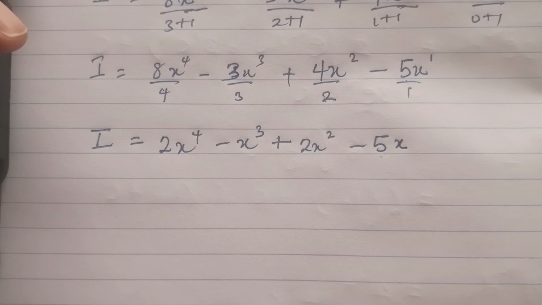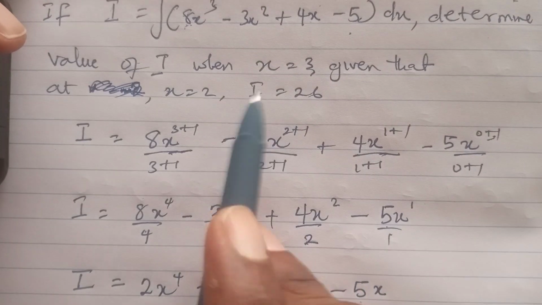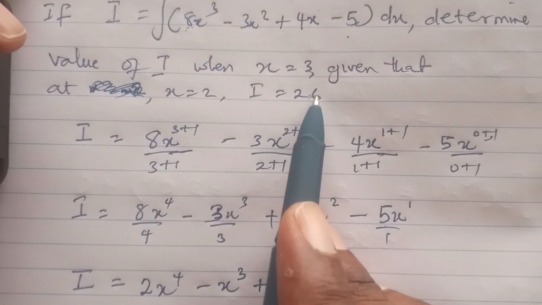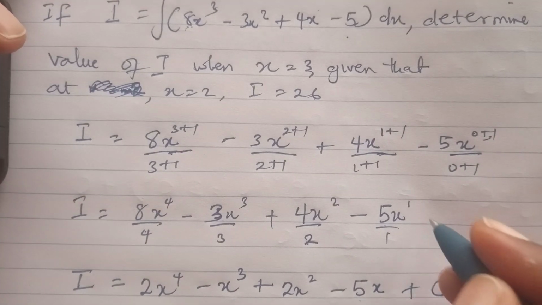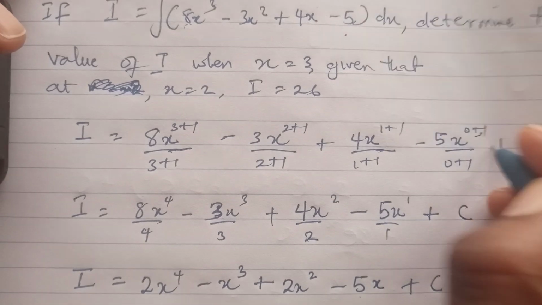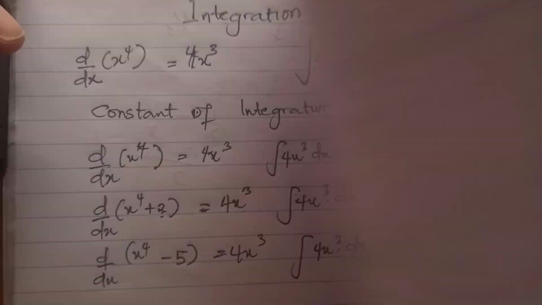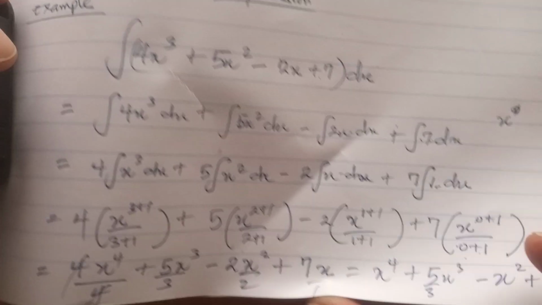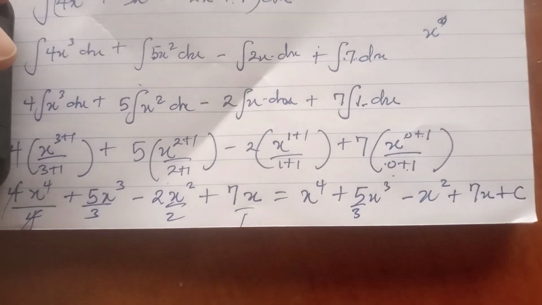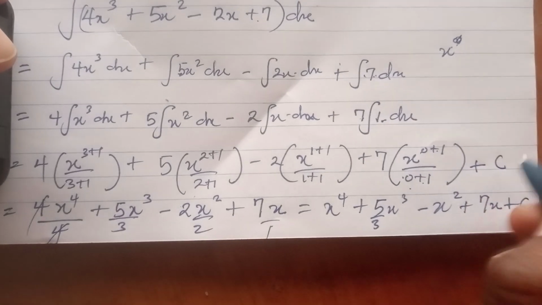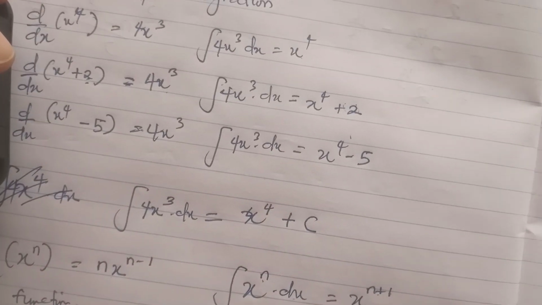Now, don't forget in the question that x is 2 when I is 26. Sorry, plus c, plus a constant c. Sorry, I forgot to put this there. When we're integrating, you put a constant c. I hope I put it in my previous example. Sorry, my previous example plus c. All right, plus c. So I just don't want you to get confused about that.